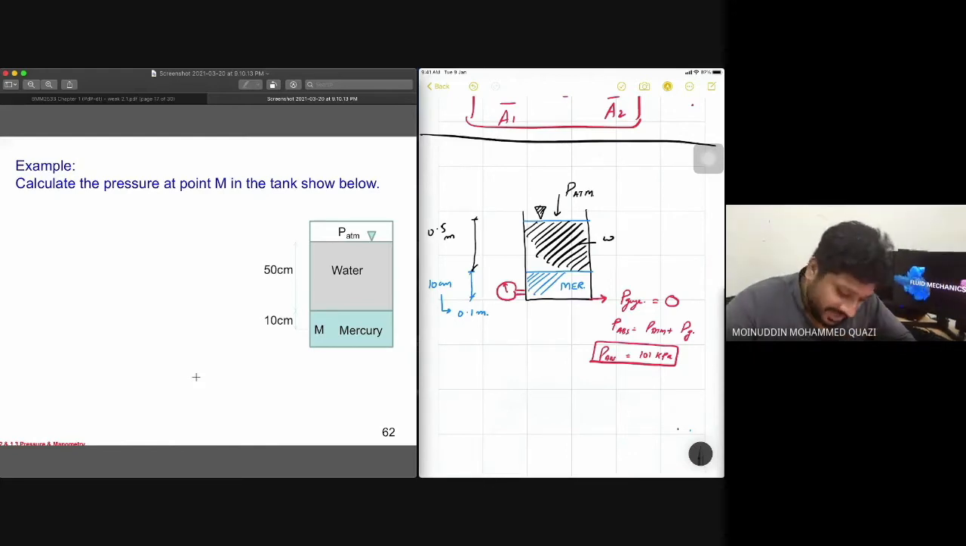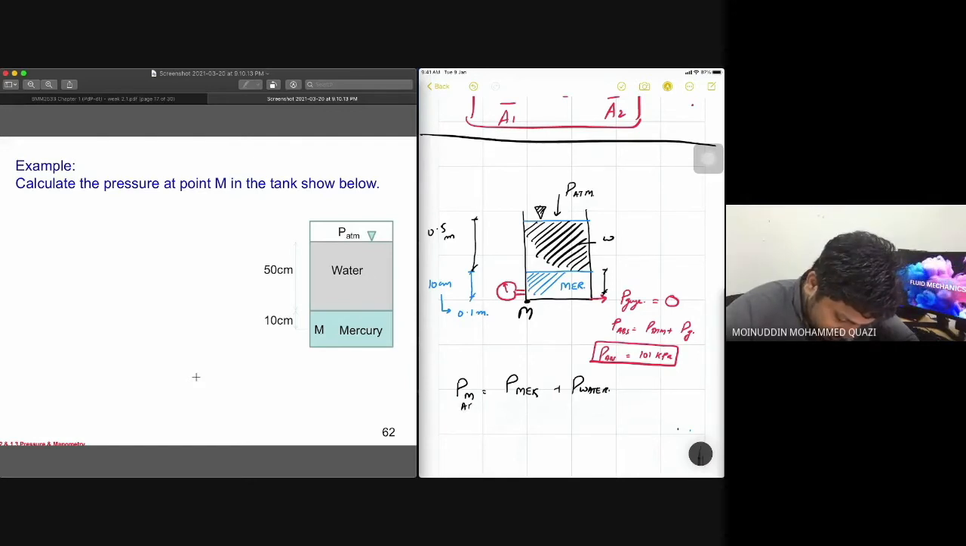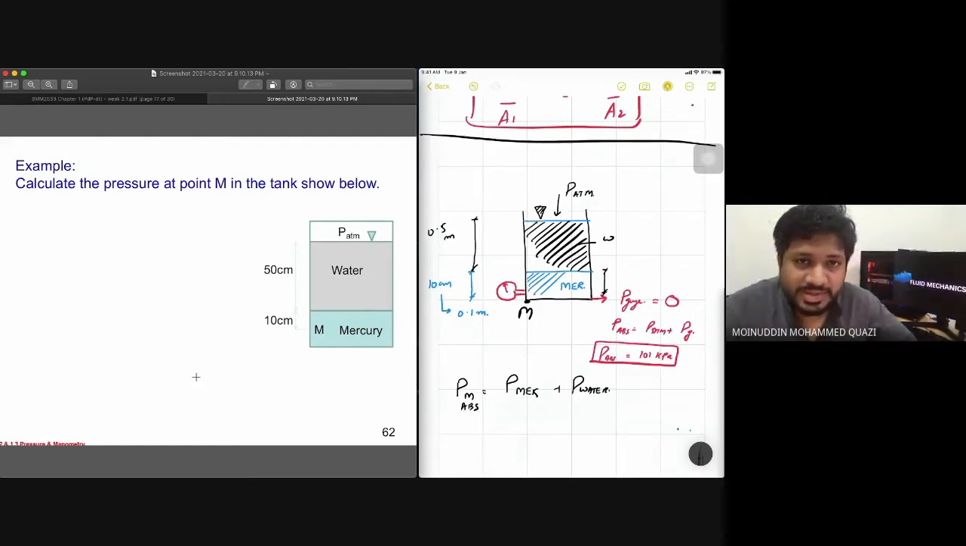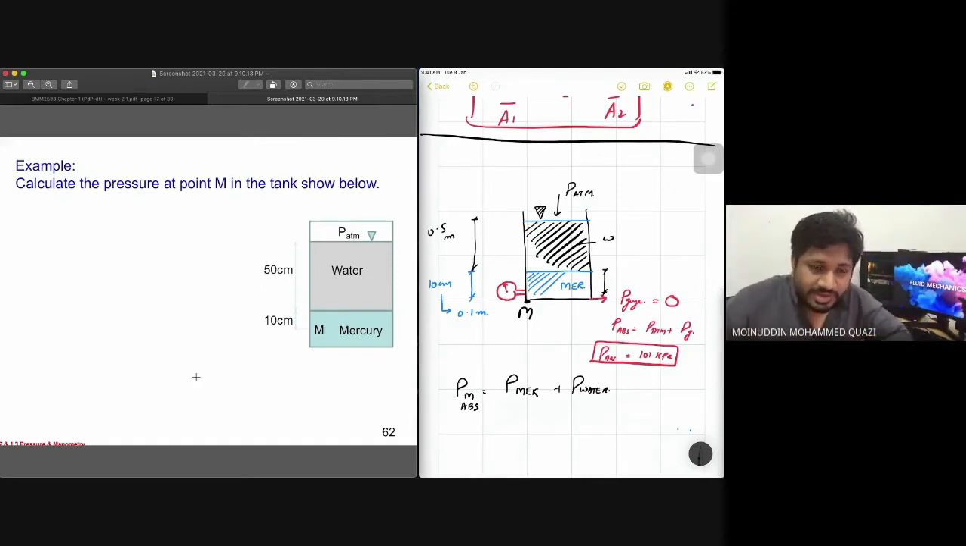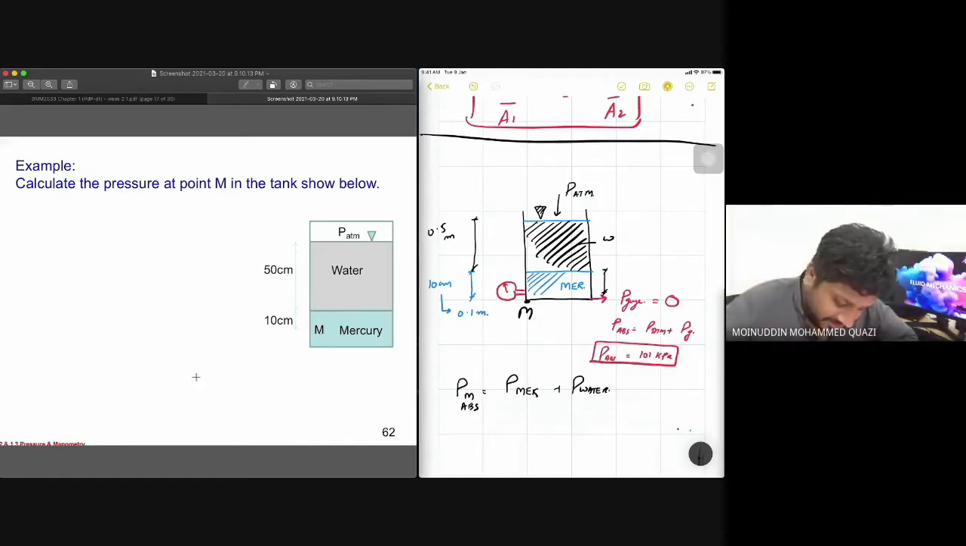So calculate the pressure at point M. At this point M, what is the pressure? Okay. So at this point M, the pressure is the pressure due to mercury height, the pressure due to water, and the absolute pressure. Okay. Calculate the absolute pressure at point M. So the atmospheric pressure is acting, then we have got water, then we have got mercury. So pressure of mercury plus pressure of water plus atmospheric pressure.